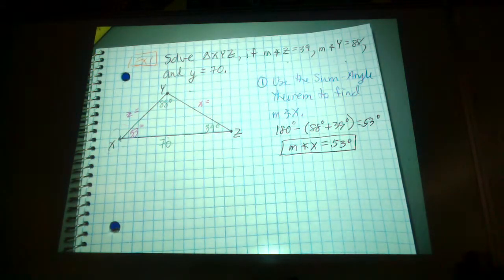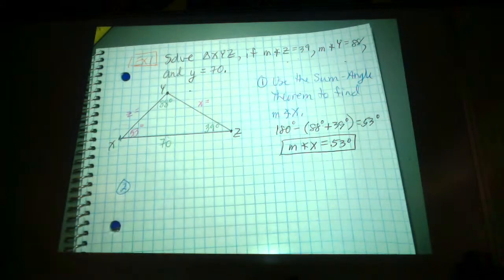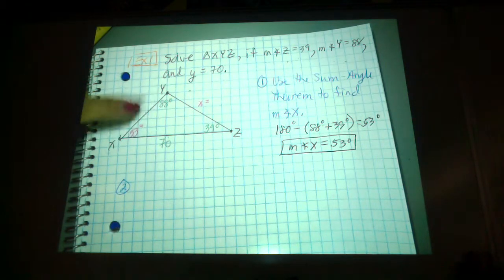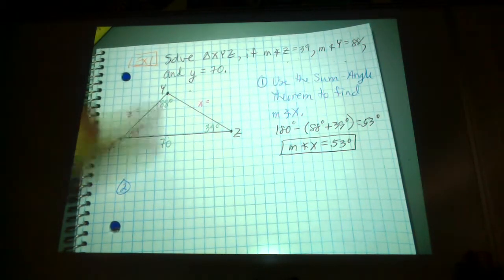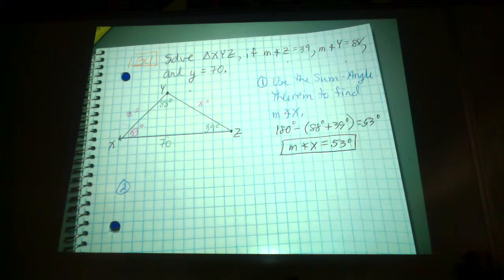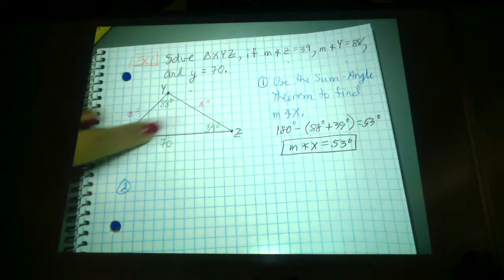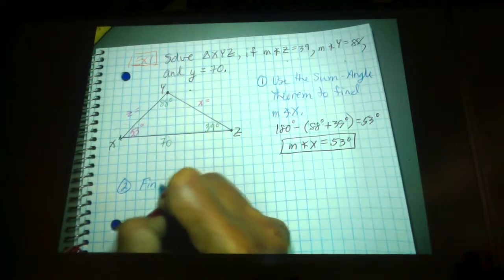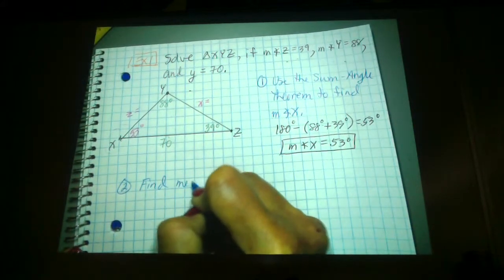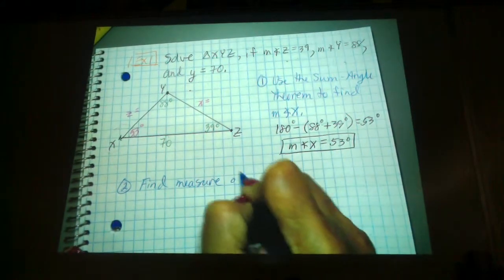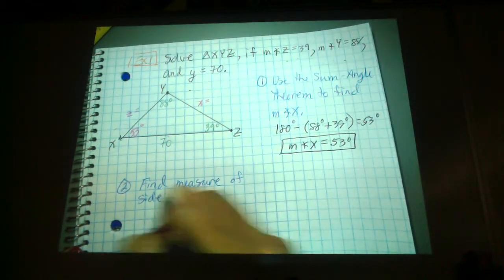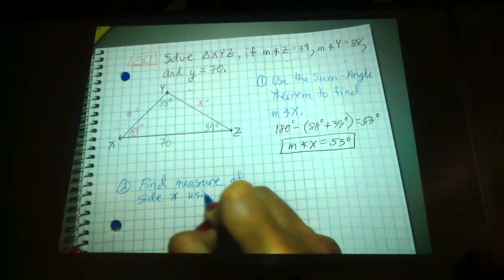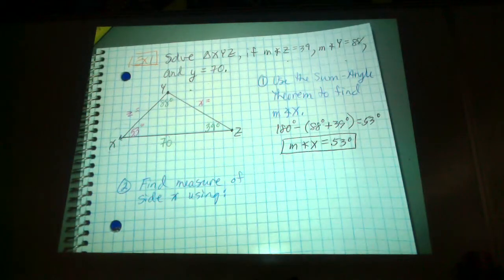Then step 2, I've got to find one of my sides. I would suggest finding the side across from your largest angle first. Our largest angle is 88 degrees. We already know that side. So my next largest angle is 53 degrees. So let's find the measure of side X. So step 2, find the measure of side X using your law of sines proportion.